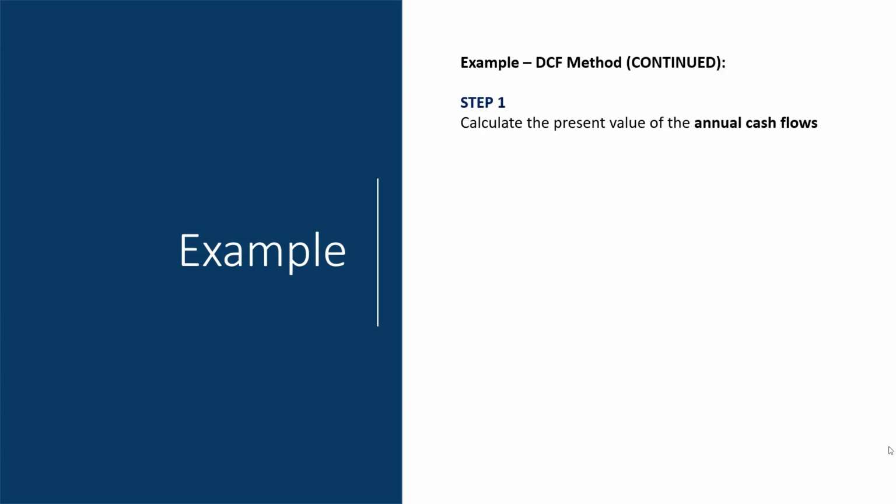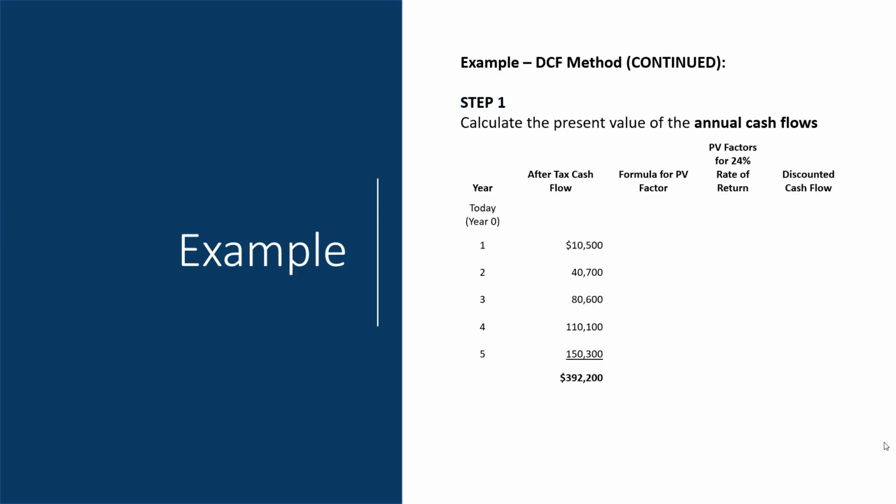So let's cover step one. Step one for going through this DCF method is to calculate the present value of the annual cash flows. There are lots of different ways that we can illustrate this, and we're going to show you two. This is the first one, and this is showing all the data from top to bottom. You see that today is year zero. So when we discount back, we're going back to today. But here's year one's cash flow, year two, year three, year four, and so on.